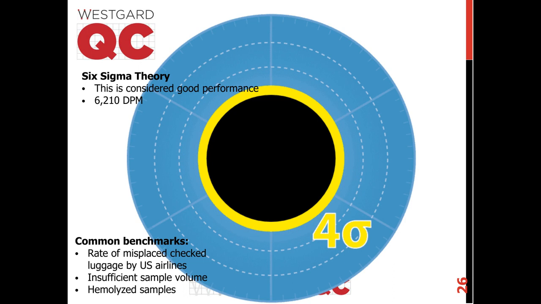Another common Four Sigma process is, does the sample come in without enough volume to run all the tests that have been ordered? Does the sample come in and it's hemolyzed? Everybody knows that is a constant problem. It's a Four Sigma process.